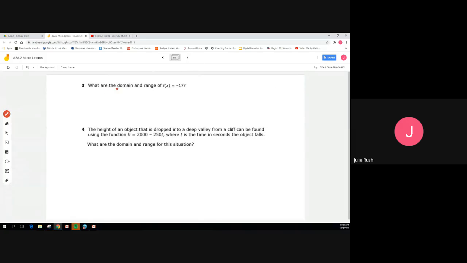Question 3, what are the domain and range of f of x equals negative 17? Again, f of x is just a way to write y. This is really the exact same problem that we just did with 52, except now I have a horizontal line that's going through negative 17. But again, on the left and to the right on the x-axis, I'm continuing in both directions infinitely. So my domain for this horizontal line would still be all real numbers.